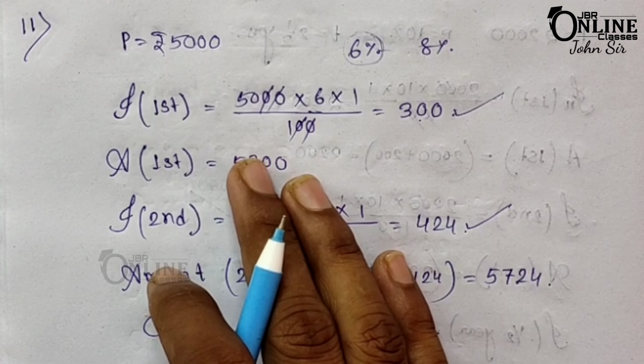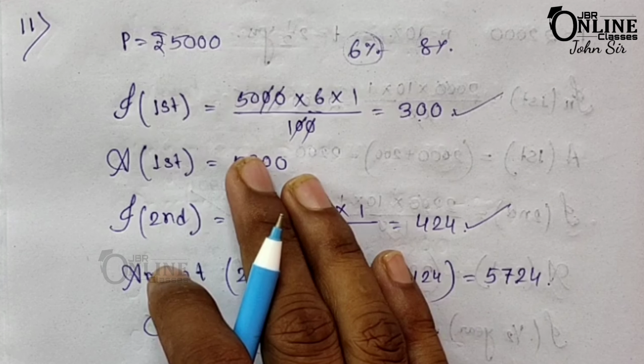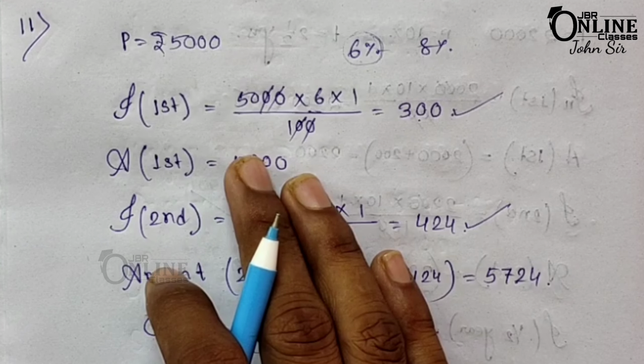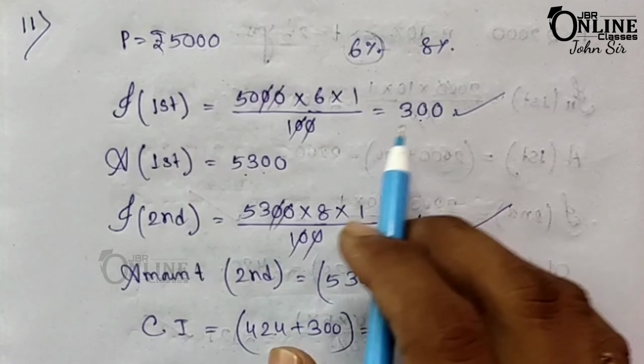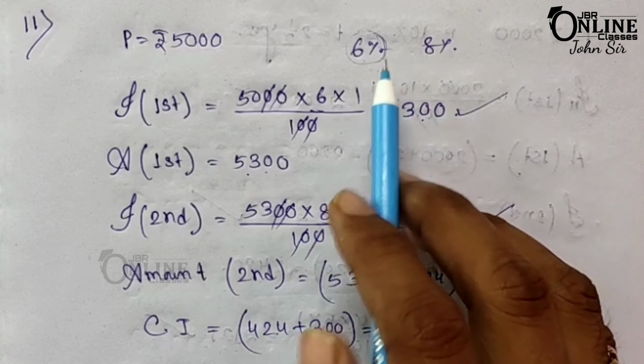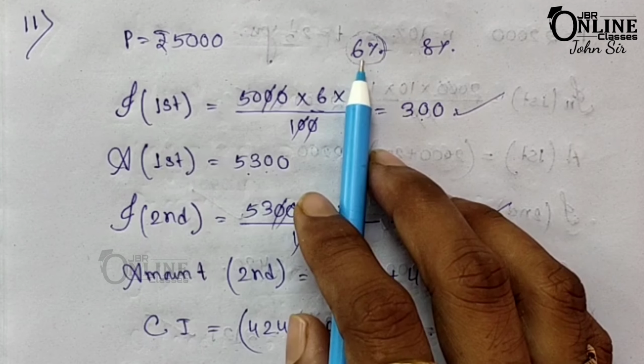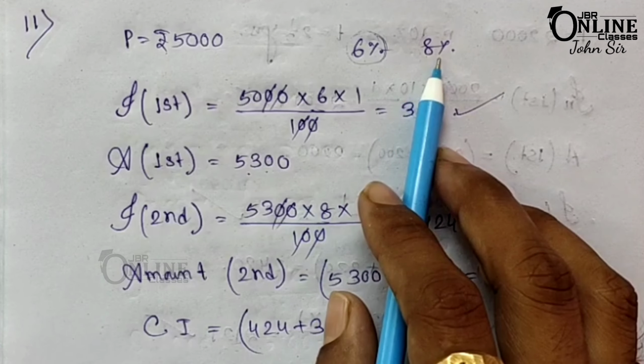Sum number 11. Calculate the amount and the compound interest on rupees 5,000 in 2 years when the rate of interest for successive years is 6% and 8% respectively. Okay, successive years means one after another. So for the first year the rate will be 6%, for the next year the rate will be 8%.